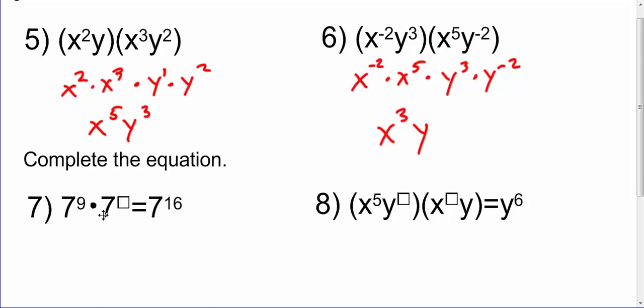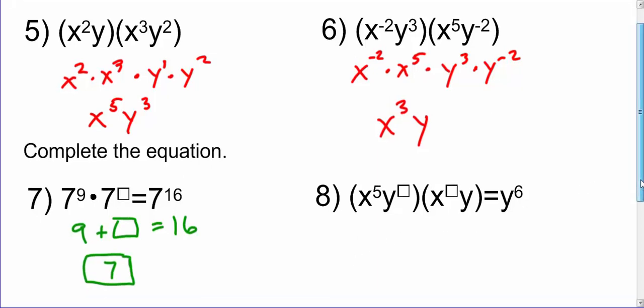7 to the 9 times 7 to the box is equal to 7 to the 16th. Now what we know is that means that 9 plus whatever number is going inside that box has to equal 16. That's the way those exponents work. So we know in this case that our number is in fact 7.